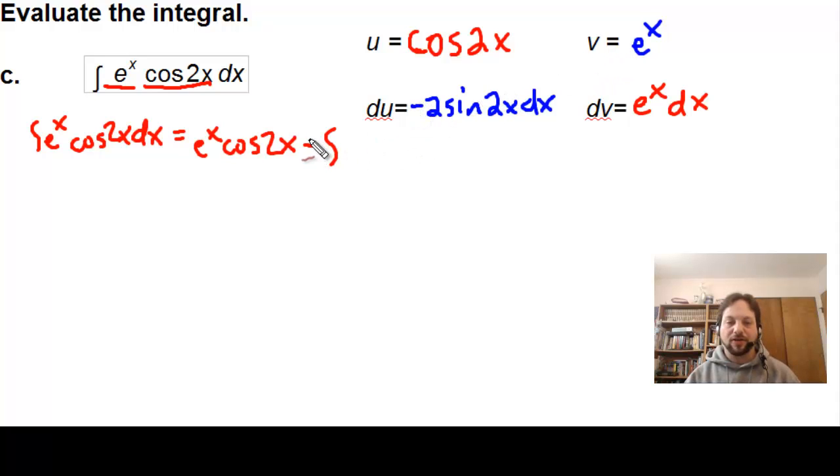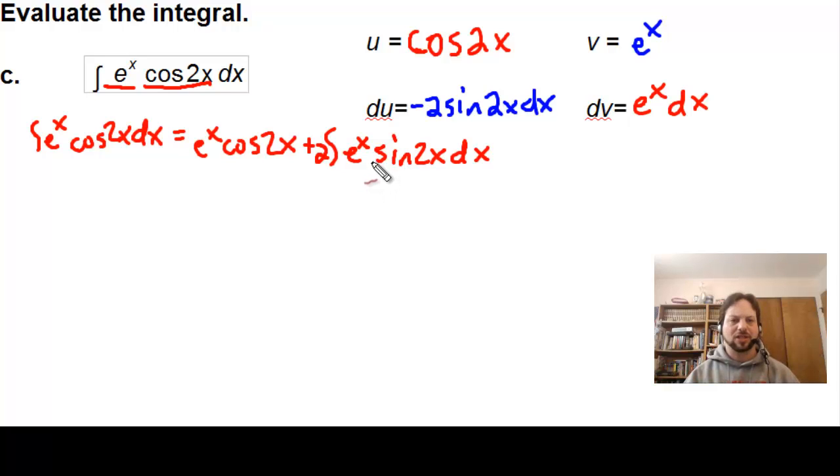Of course, I have a negative here, so this will go positive. And the 2, I'm actually going to move to the outside. So what I have left inside is the integral of e to the x sine 2x dx. In the first two examples, that integral was easy to evaluate. Here, as you see, it is not.